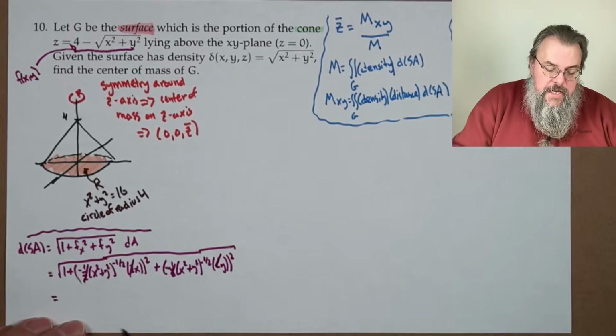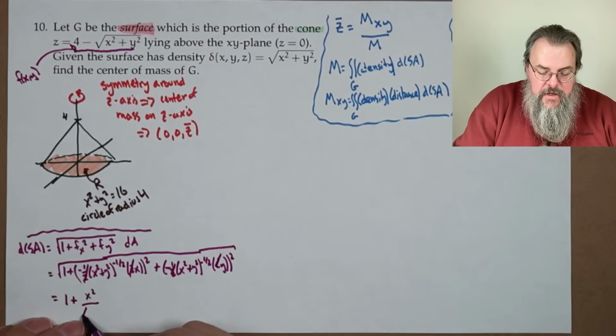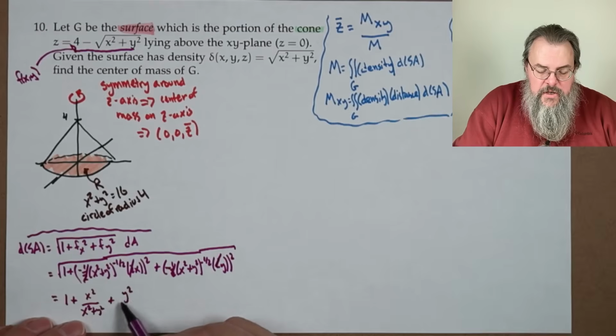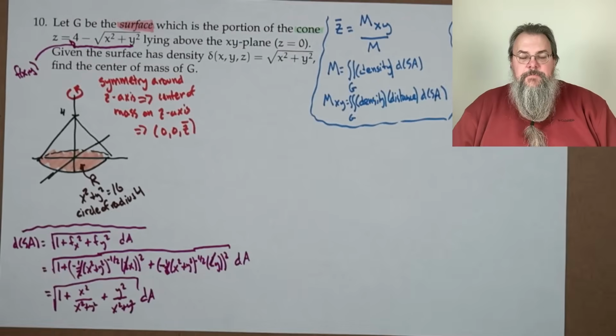So what do you have? You have 1 plus, in the first term, x squared over x squared plus y squared. In the second term, you have y squared over x squared plus y squared. All of this is inside your square root. And as I predicted, I forgot the dA, so I'll write the dA again.